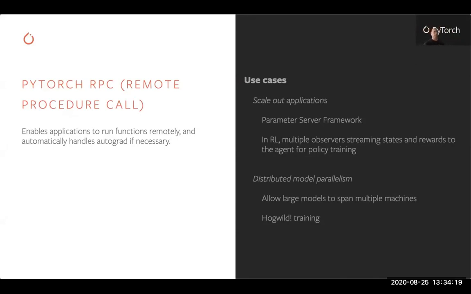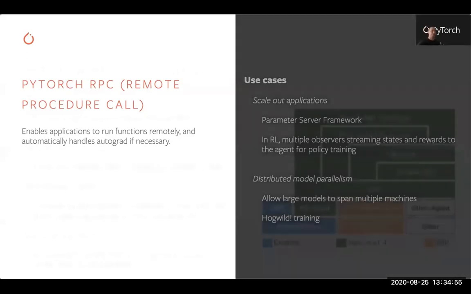But first and foremost, this allows you to handle parameter server type approaches, or reinforcement learning use cases where I have multiple observers streaming states and rewards to the agent, doing this kind of policy training. Or I could also be doing distributed model parallel, which is great for these large sparse NN type models, which is kind of why we're here today. We're talking about DLRM. And of course, Hogwild training, which, believe it or not, is still used today.